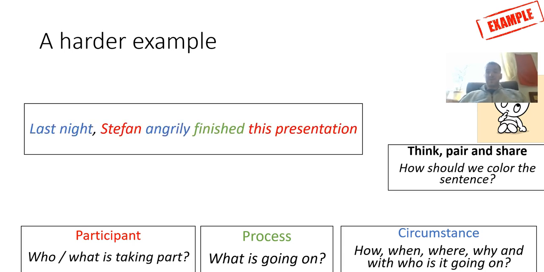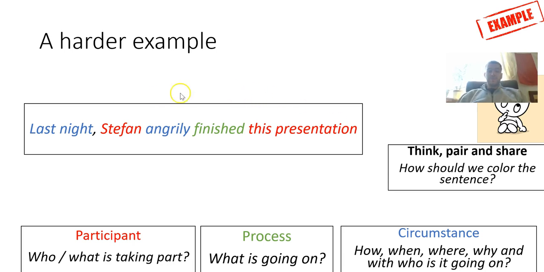This is the way to color this sentence. Last night, Stefan angrily finished this presentation. The participant in this sentence is Stefan. Who is taking part? That's me. Who else is taking part? This presentation, the PowerPoint I have created and am telling you about, is also taking part. So what is taking part? This presentation. Who is taking part? I am. The process is finished. So I finished, afsluttet, this presentation.